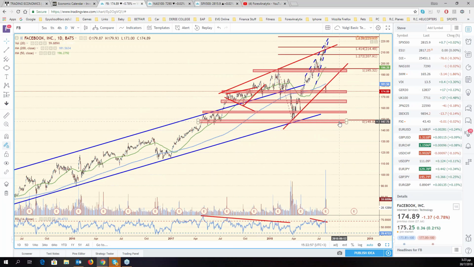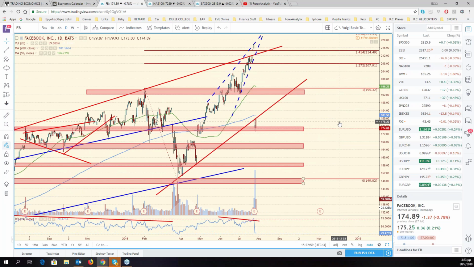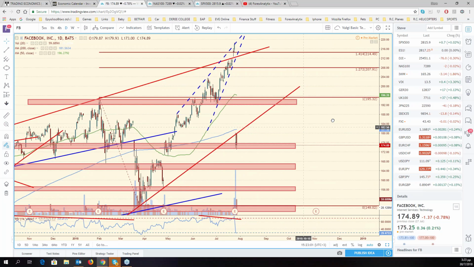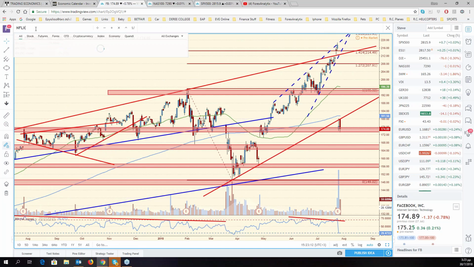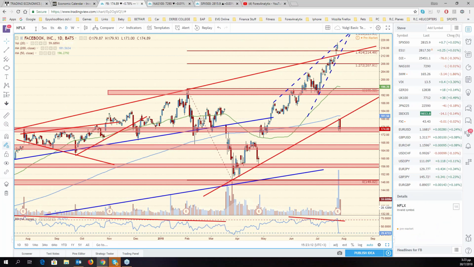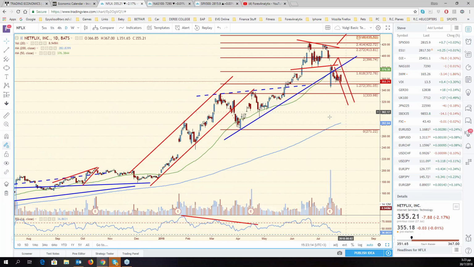So the FANGs were actually the ones that were the steam engine of most of the gains we've been seeing, and Facebook did that. Netflix did this, right? We also got earnings.